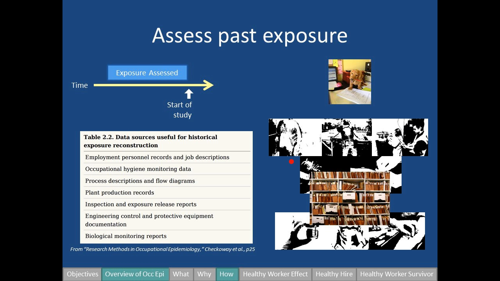Oftentimes in occupational epidemiology, you have what's called a JEM, a job exposure matrix, being created, and this is linking exposure information for particular jobs with employment records for your participants. So once you know what jobs they were working and you know what exposure levels each job had, you can then create the exposure levels for each of your participants. So this is something that's often done in occupational epidemiology.